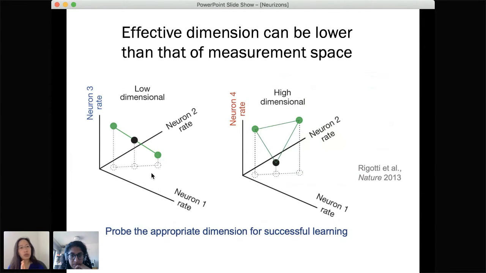And so what we really want to do is to look at neural data and see if we can probe the effective dimension of the neural data and see what that has to do with the task that the participants are being asked to perform.